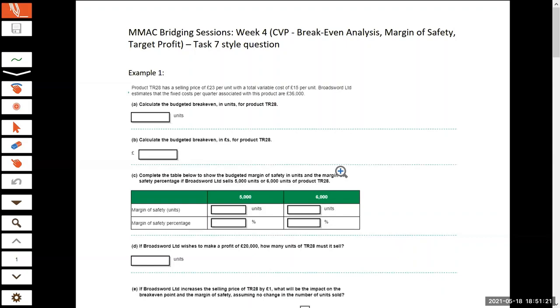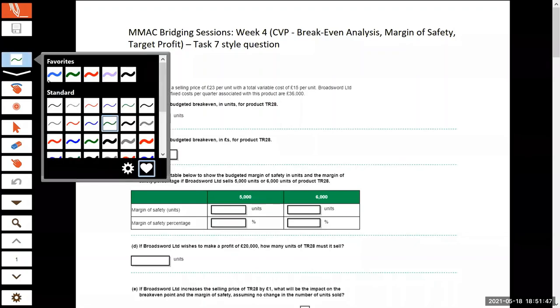Okay, so the first question is, product TR28 has a selling price of £23 per unit and a total variable cost of £15 per unit. So can somebody put in the chat group, what is the contribution? What is the gradient of that slope? At what rate per product does that move up? Eight, brilliant. Well done, Elliot, Elna, Ramesh, Kelly.